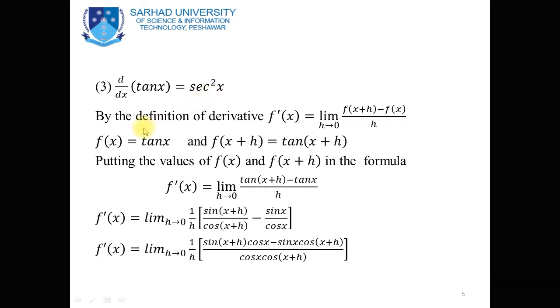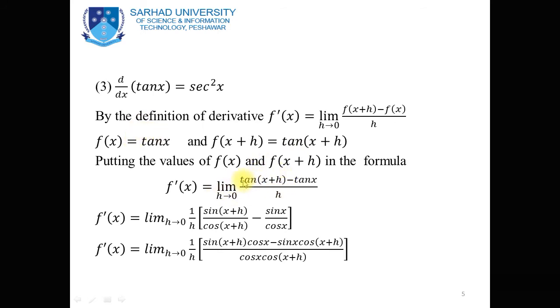Now how to prove? By using the definition of derivative, f dash of x is equal to limit h tends to 0, f of x plus h minus f of x divided by h. Putting the values, tangent x is equal to f of x, so f of x is equal to tangent x, and f of x plus h is equal to tangent x plus h. Now putting these two values in the definition, the derivative of the function will be equal to limit h tends to 0, f of x plus h, which is tangent x plus h, minus f of x, which is tangent x, divided by h.